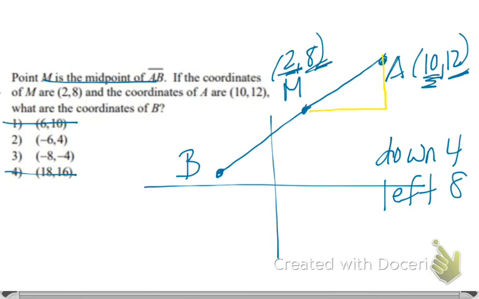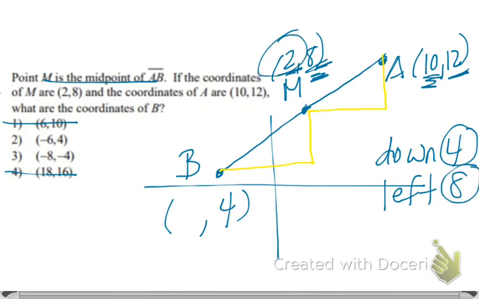So now I'm just going to follow that pattern and I'm going to do the same thing. I'm going to go down 4 and I'm going to go left 8. Okay, so if I was at 8 and I went down 4, that means my y value should be 4. And if I was at 2 and I went left 8, that means that I should be at a negative 6. So negative 6, 4 would be the answer.